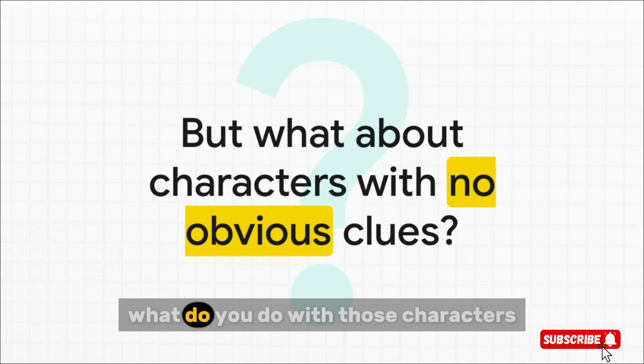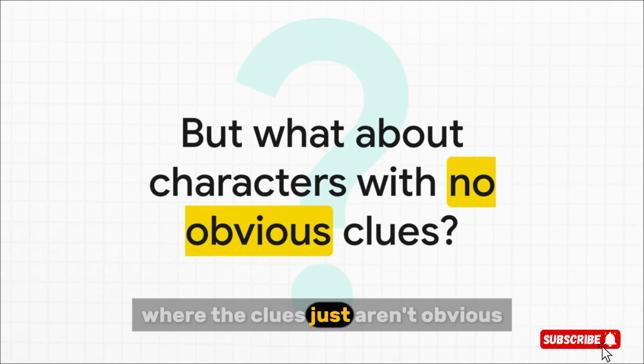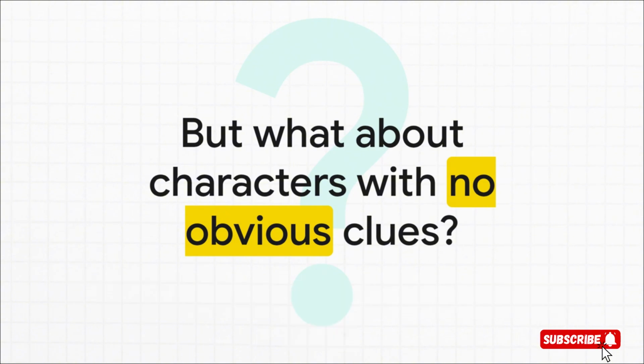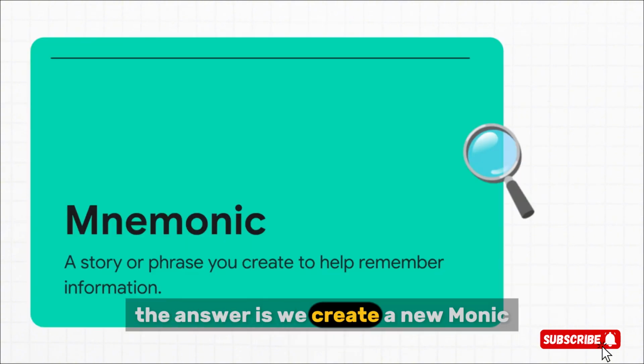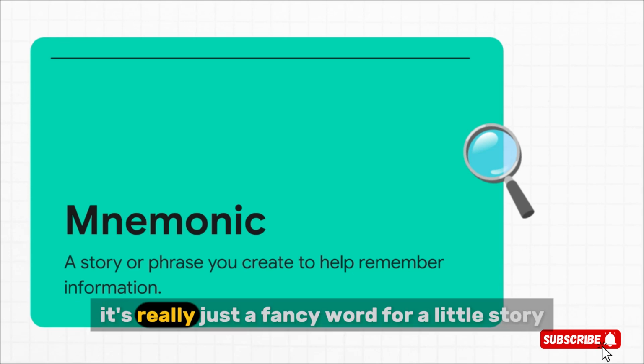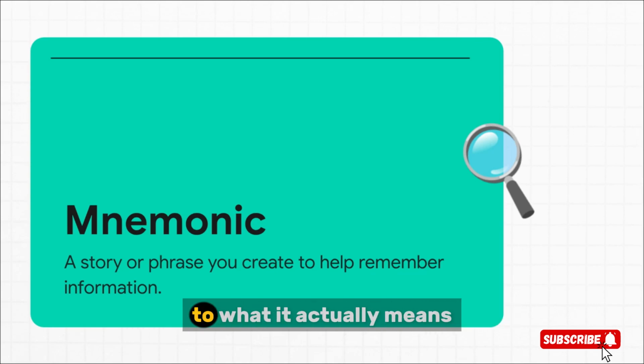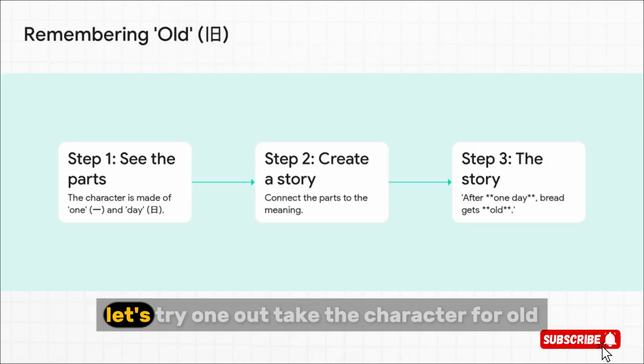So yeah, what do you do with those characters where the clues just aren't obvious? The ones that still look like a jumble of random lines? The answer is, we create a mnemonic. It's really just a fancy word for a little story or a catchy phrase that you make up to connect the pieces of a character to what it actually means. Let's try one out.